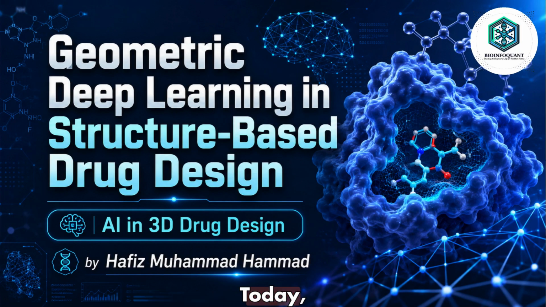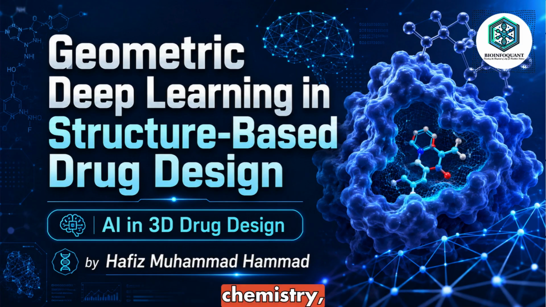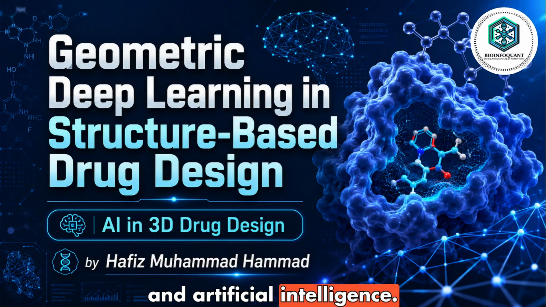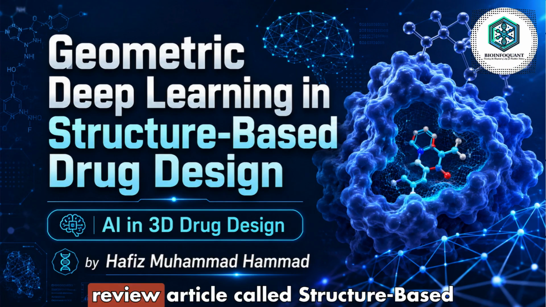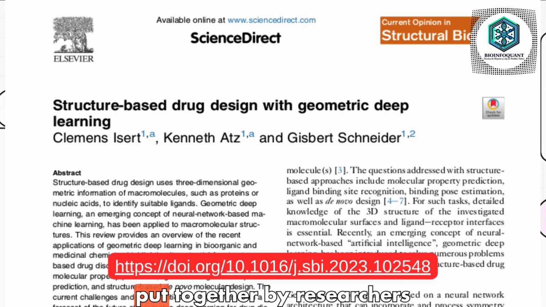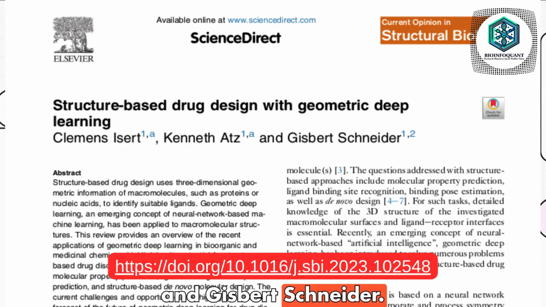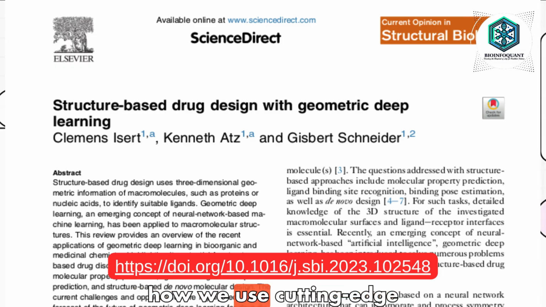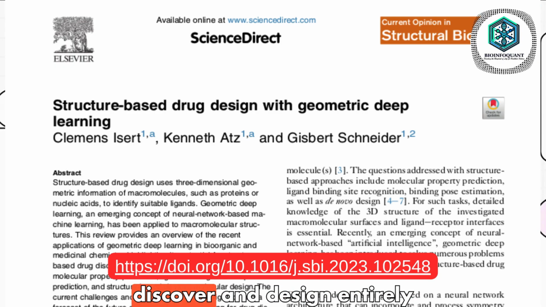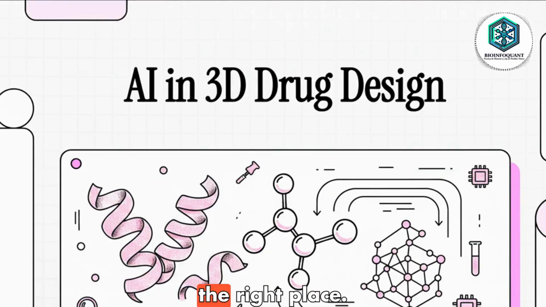Welcome to The Explainer. Today, we're diving into a really fascinating intersection of chemistry, biology, and artificial intelligence. We are going to unpack a brilliant review article called Structure-Based Drug Design with Geometric Deep Learning, put together by researchers Clemens Isert, Kenneth, and Gisbert Schneider. If you've ever wondered how we use cutting-edge computer science to actually discover and design entirely new medicines from scratch, well, you are in exactly the right place.